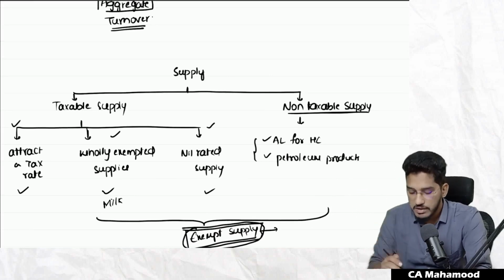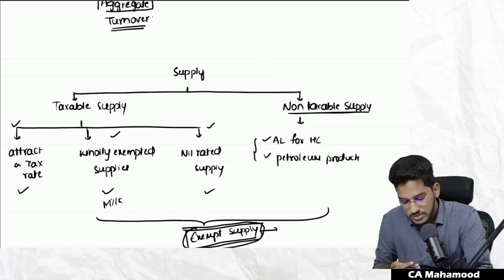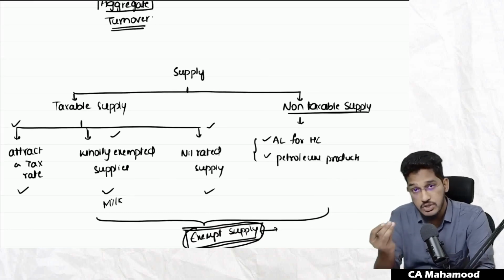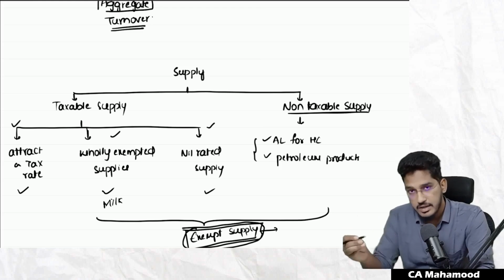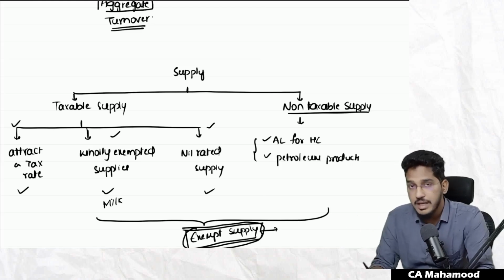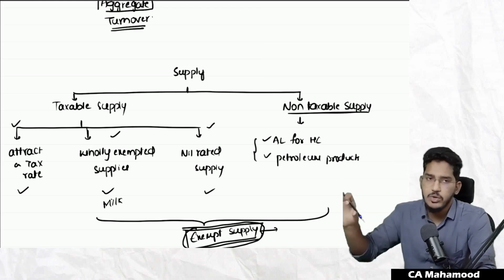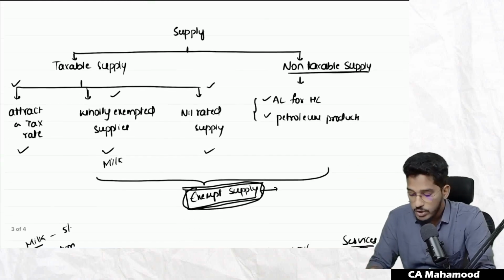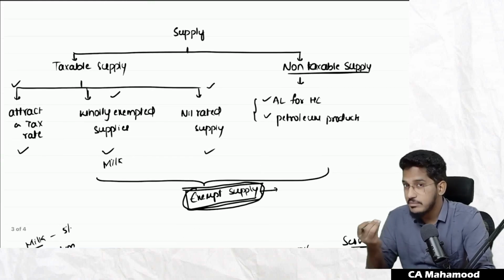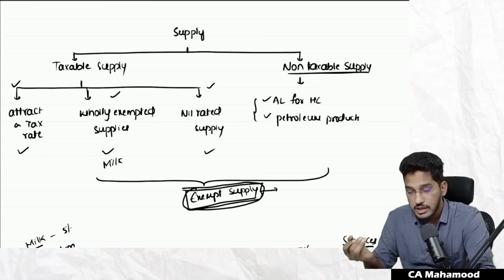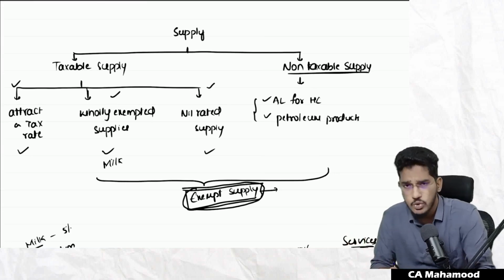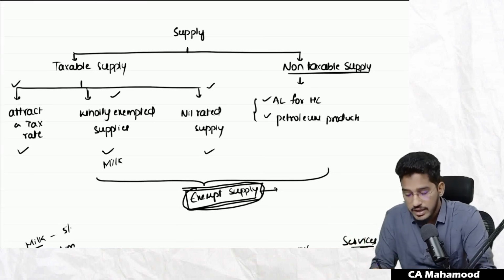So supplies are broadly divided into taxable and non-taxable. Under taxable supply, you will get those supplies which attract a tax rate, which are wholly exempted supplies, which are nil rated supplies. Under non-taxable supply, alcoholic liquor for human consumption and petroleum products will come. And what do you mean by exempt supply? When they say exempt supply under GST, it will include wholly exempt supplies, nil rated supplies, and non-taxable supplies. We call these exempt supplies.